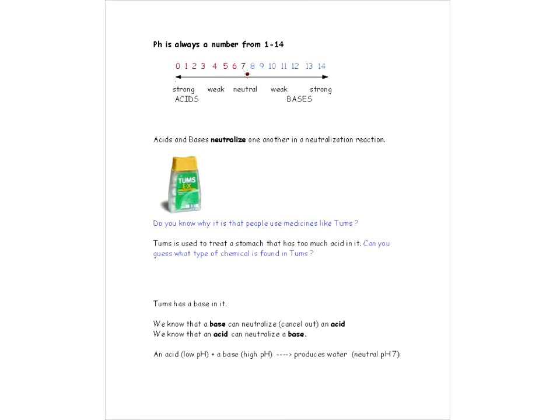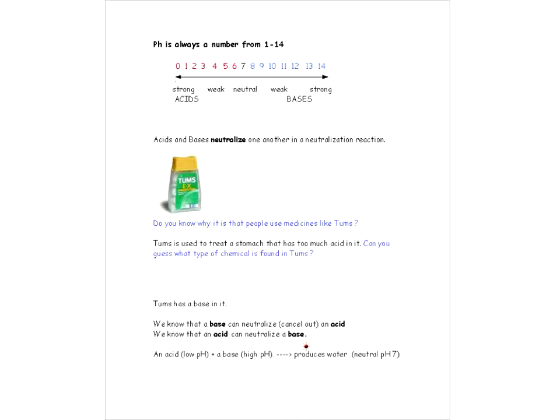Okay. So we know that acids and bases neutralize one another in a neutralization reaction. Do you know why people use medicines like Tums? Well, Tums is used to treat a stomach that has too much acid in it. So can you guess what type of chemical is found in Tums? Of course, it's going to have a base in it, right? Because acids and bases neutralize one another. So a base will neutralize or cancel out an acid, and an acid will neutralize a base.